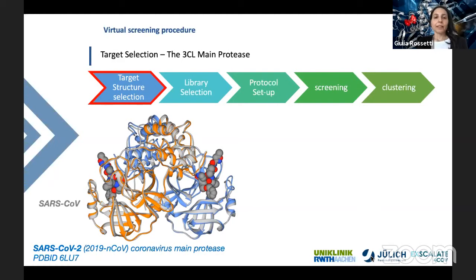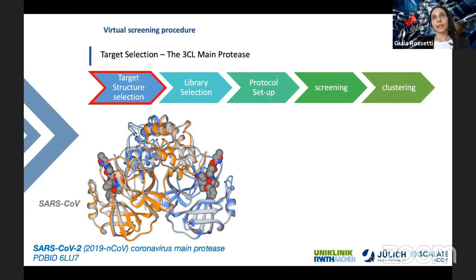So since January, several structures have been deposited for this protein, and the ones that you see represented here are in complex with a non-covalent inhibitor. You see also that the structure has been purposely overlapped with the one of the SARS-CoV-1, that is another protease belonging to the same family of this virus. And you can see that this class of protein is very much conserved, not only from a structural point of view, where the folding is identical, but also from the sequence point of view.